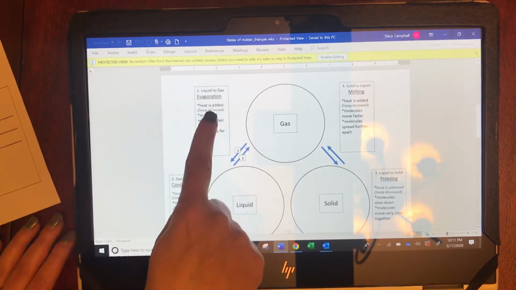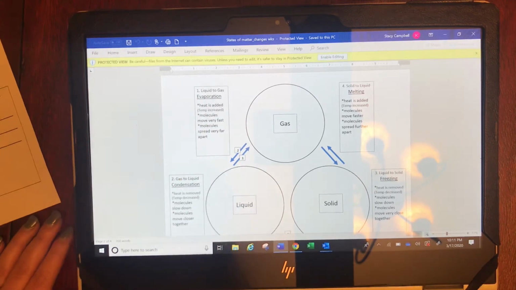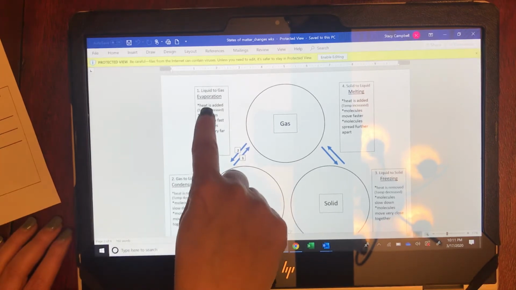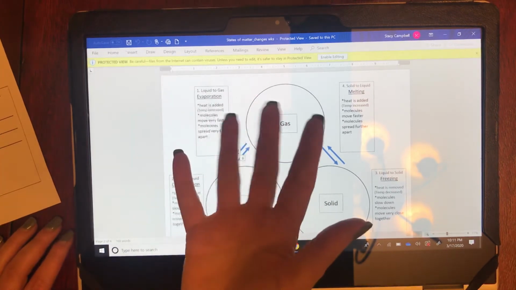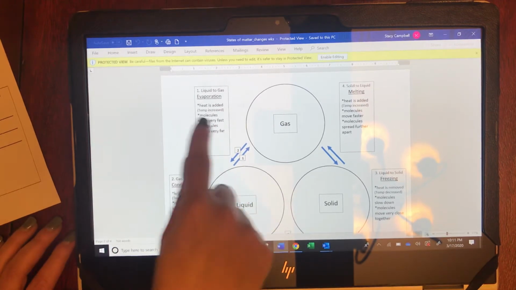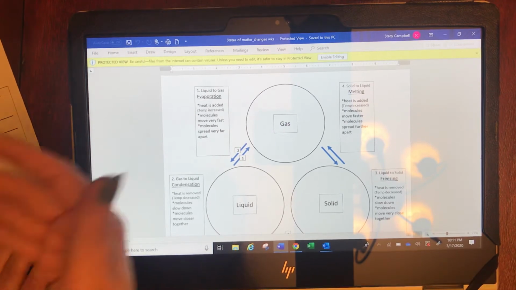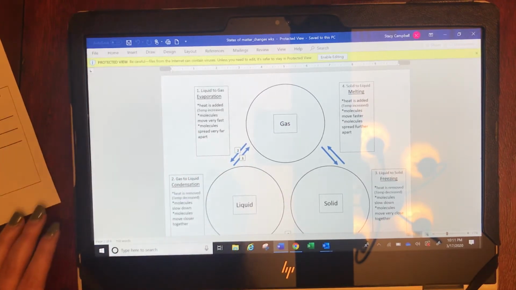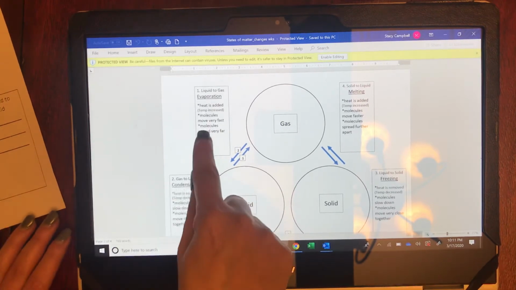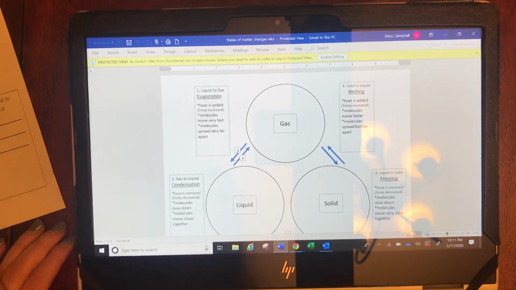So what Ms. Vaulk wants you to learn is when you go from a liquid to a gas, it's called evaporation. Heat must be added because the temperature needs to increase. The molecules move very fast when heat is added and the liquid goes to a gas. In fact, molecules move fastest in a gas. Also, molecules spread very far apart.